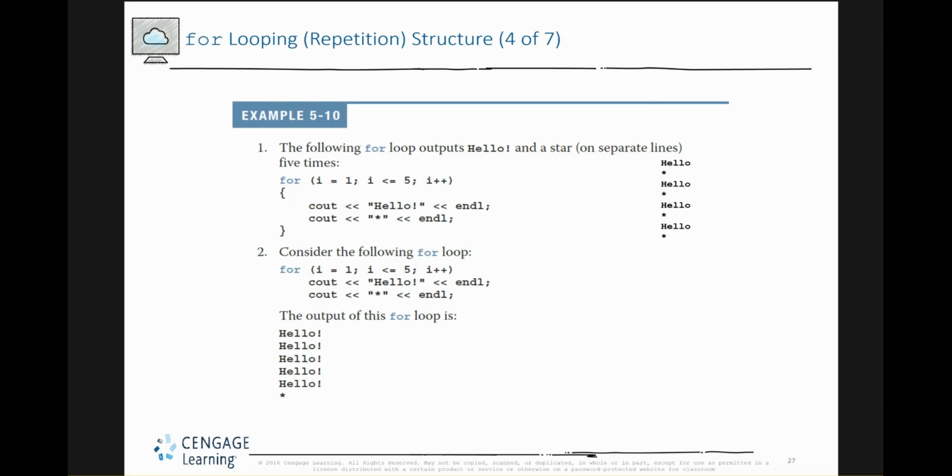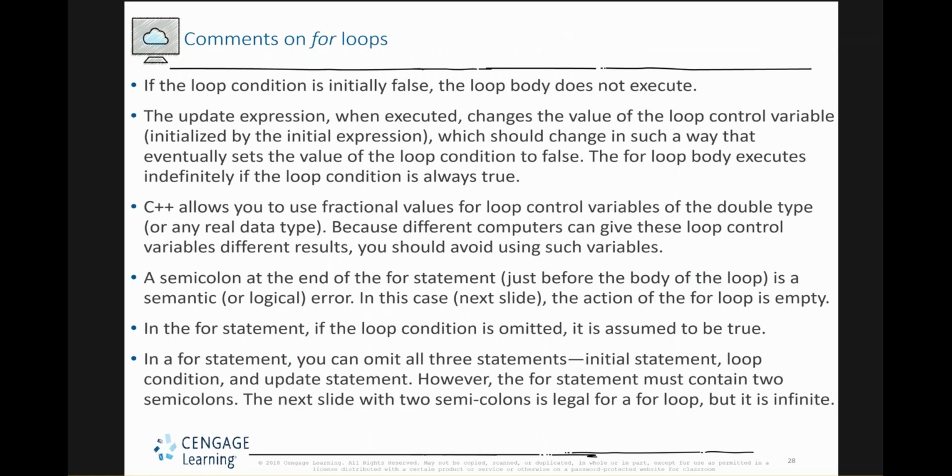Curly braces cause all the statements inside them to be seen as one big statement. If there are no curly braces, then only one statement is part of your loop. Here's a few quick comments about the for loop. If the loop condition is initially false, the loop body does not execute. So if it's false right away, it doesn't do the body of the loop.